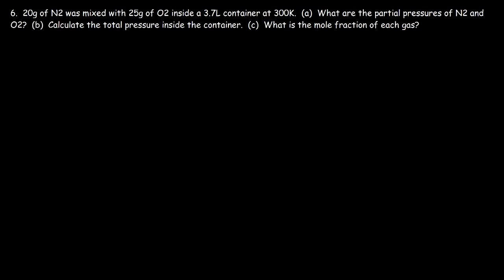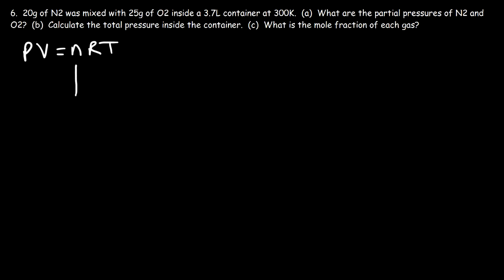Number 6. 20 grams of N2 was mixed with 25 grams of O2 inside a 3.7 liter container at 300 Kelvin. What are the partial pressures of N2 and O2? So how can we find the answer? We can use this equation. PV is equal to nRT.